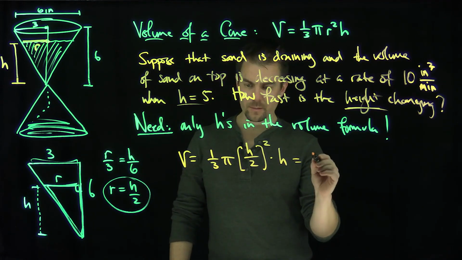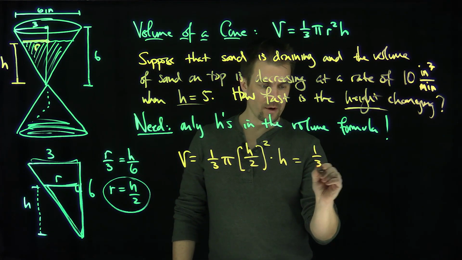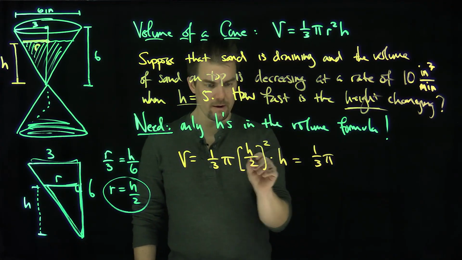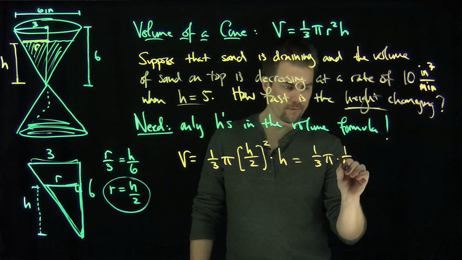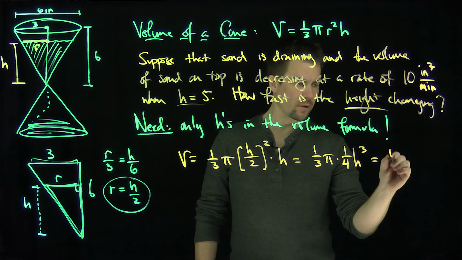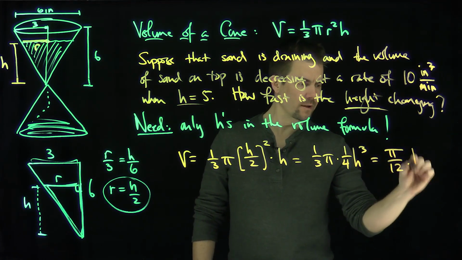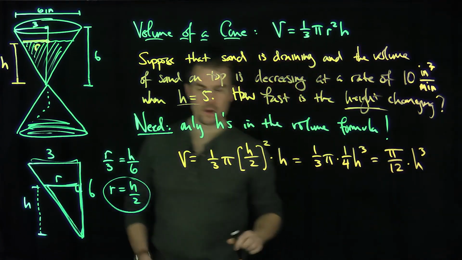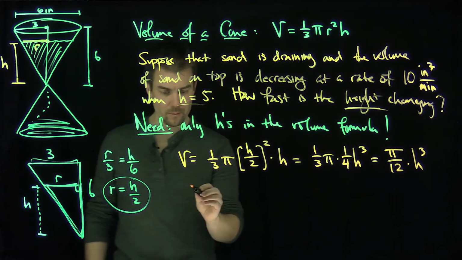So let's tidy this up a little bit. This is going to be 1/3 pi, and then I have a 4 in the denominator, so times 1/4, and then h cubed. That's a total of pi over 12 times h cubed. Good, now I can take the derivative. So take the derivative of both sides.